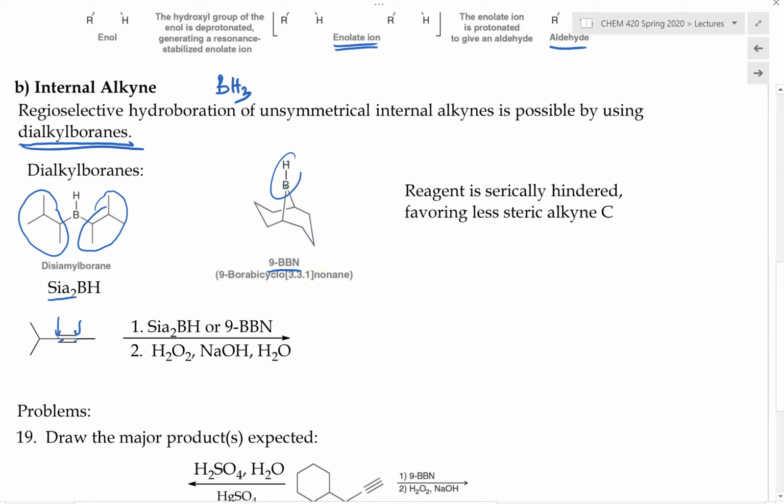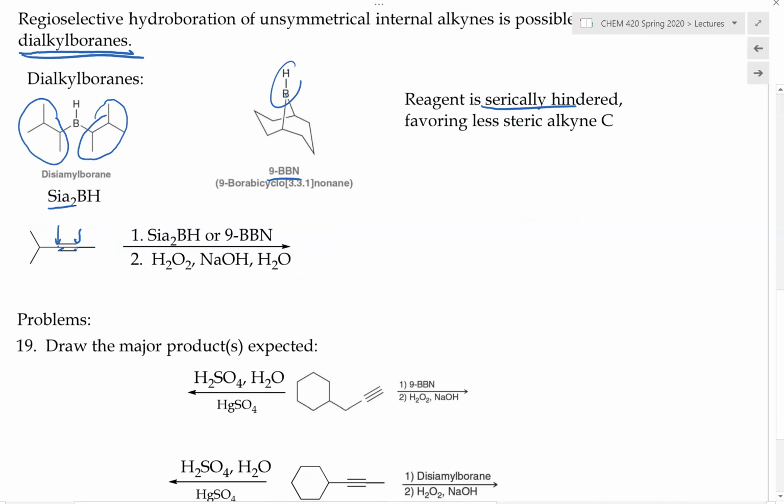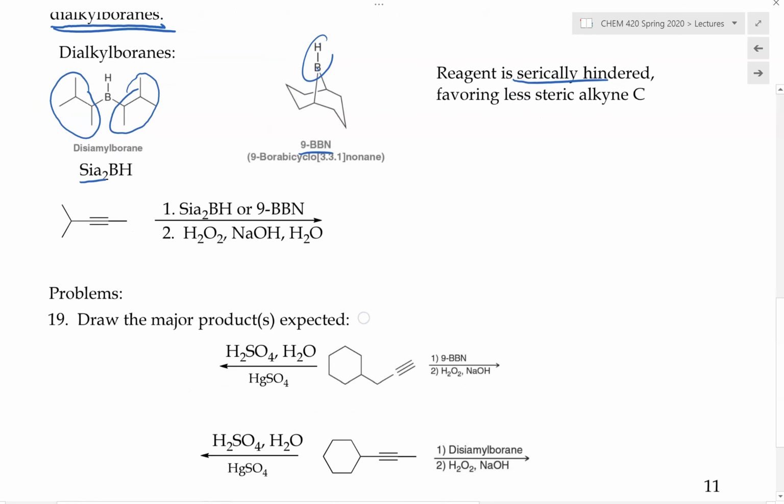So the key thing about both of these reagents is that they are steric. Because they're steric, they would favor one of the alkyne carbons over the other. For example, when we take this alkyne, which is an internal alkyne that is not equally substituted, and react it with either this reagent or 9BBN, the hydrogen will be added to this group right here.